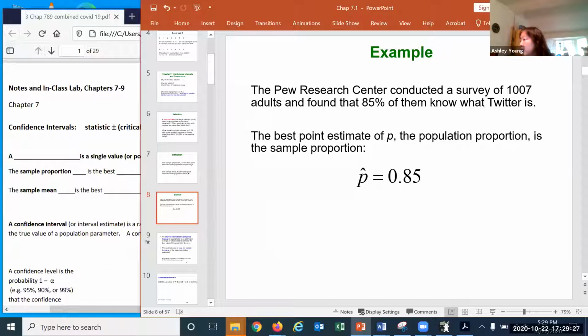Let's get someone reading this one. Olivia, can you read this for us? The Pew Research Center conducted a survey of 1,007 adults and found that 85% of them know what Twitter is. The best point estimate of p, the population proportion, is the sample proportion, p hat, equals 0.85. Great. So my best point estimate of the population is what I got from my sample, p hat.